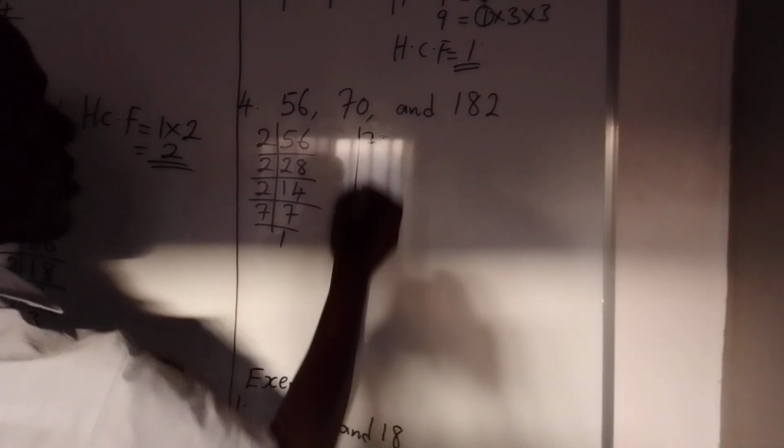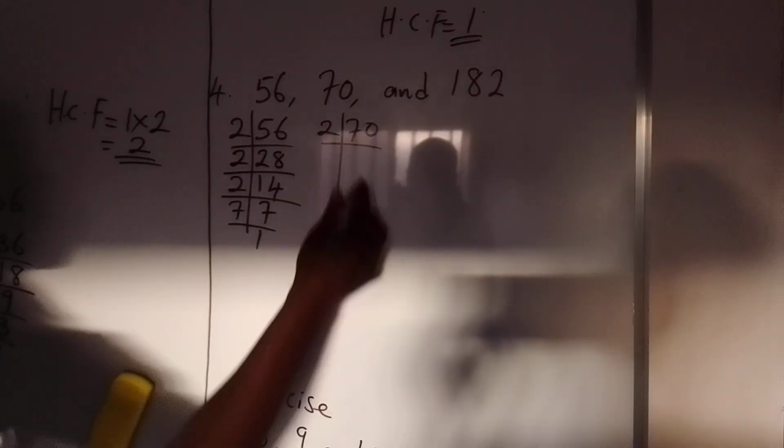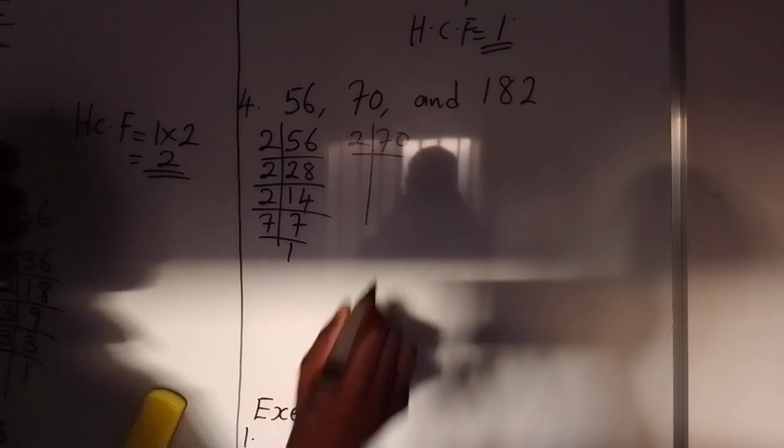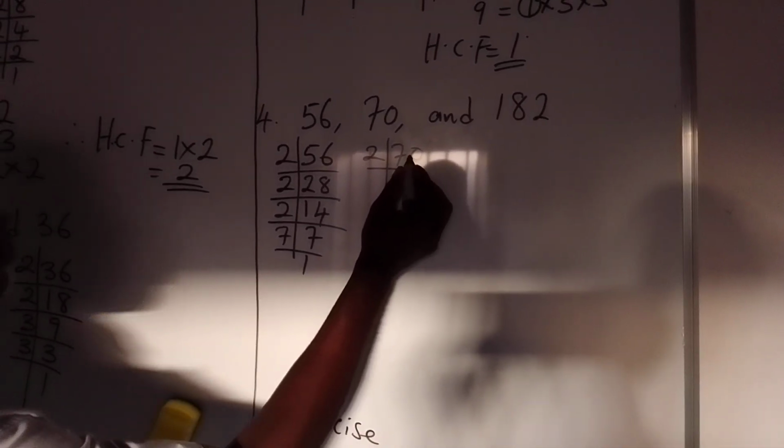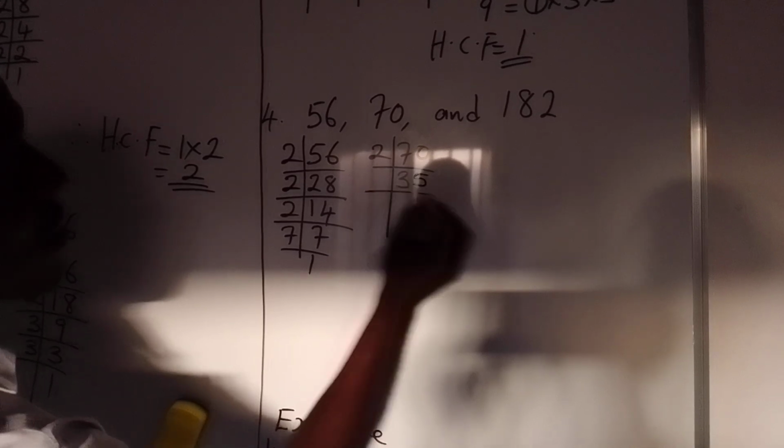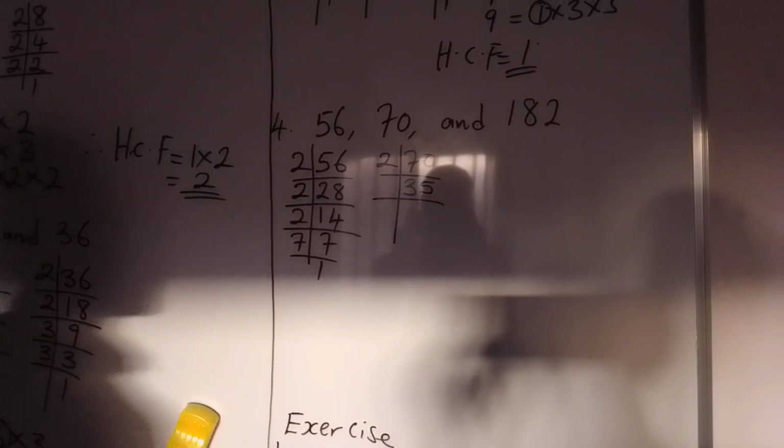For 70, we have 2 here. 2 into 7, it will give us 3. Remainder 1. We place the remainder 1 behind 0, it becomes 10. 2 into 10 is 5. So 35 is not an even number.